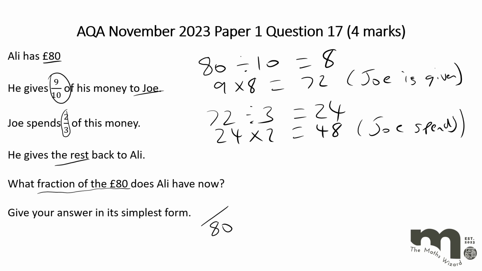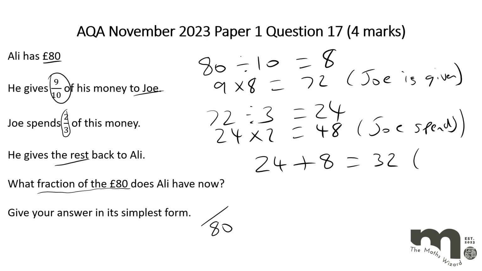So if we then look at what he's not spent, he's not spent 1/3 of that. So he's got £24 that he's not spent, and then Ali has also got the 8 that he kept instead of giving the money to Joe. So if we add both of those together, we get 32. So this is what Ali is left with.